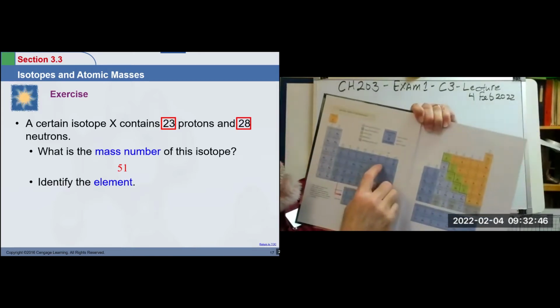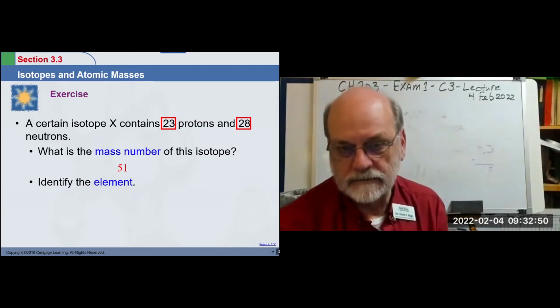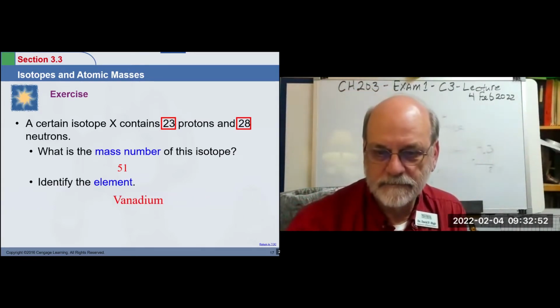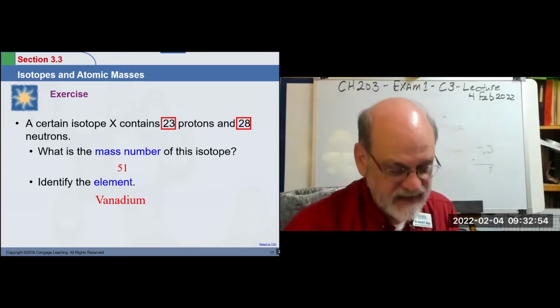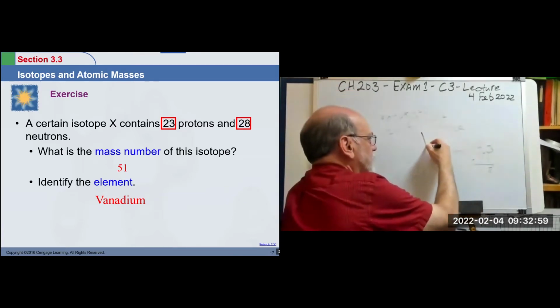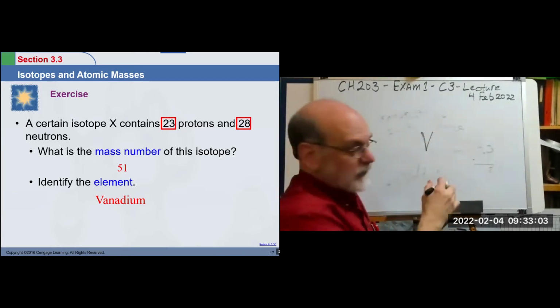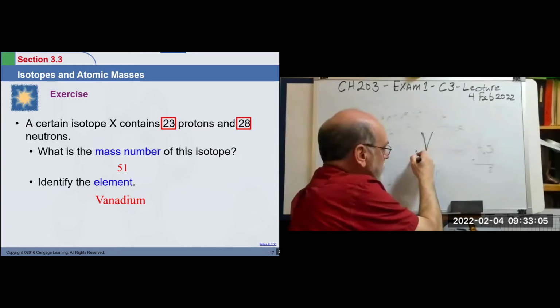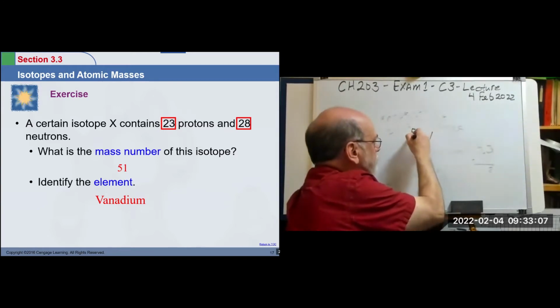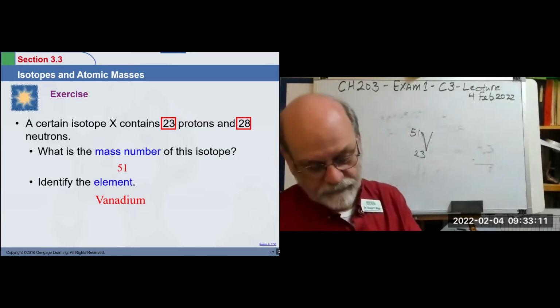But we find that 23 is vanadium, with a symbol of V. So if we write vanadium with all this information included, then we would have 23 and 51. And it's neutral, and there's only one of them, right?